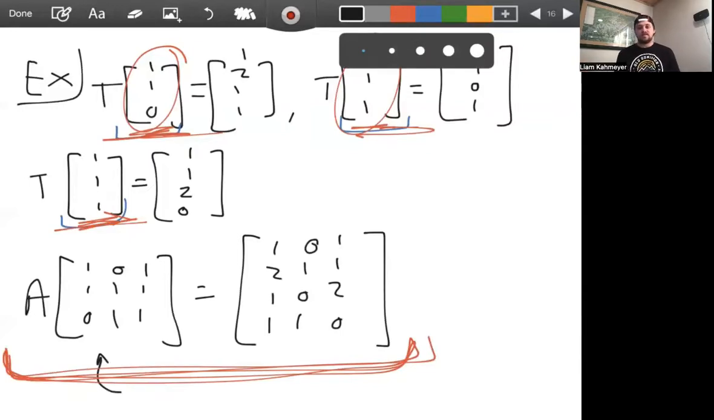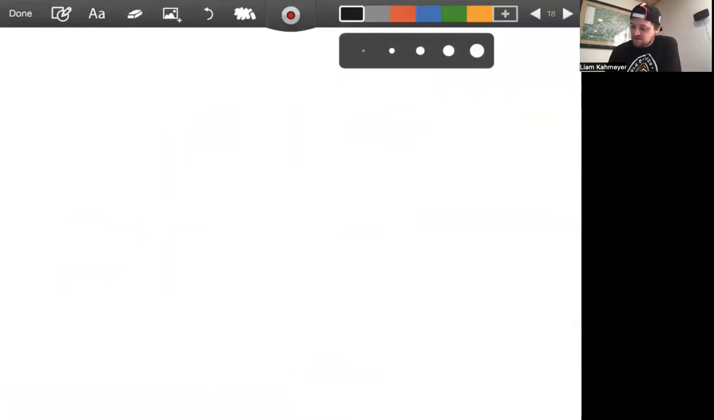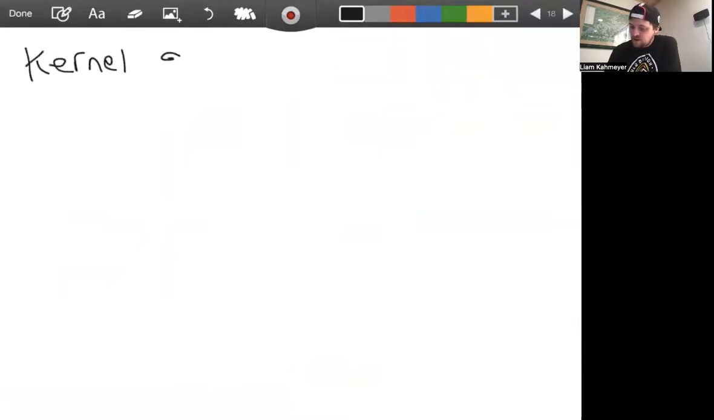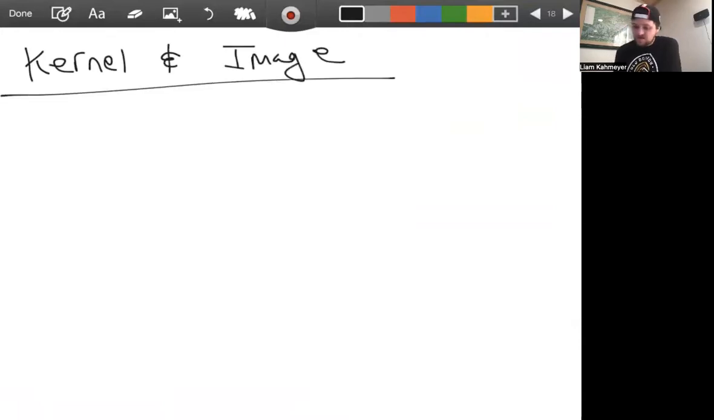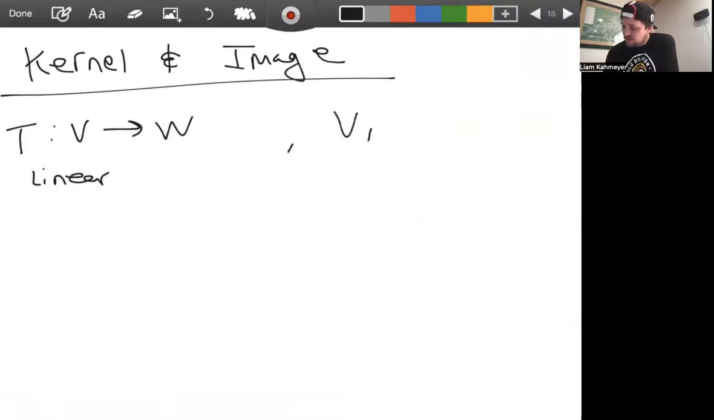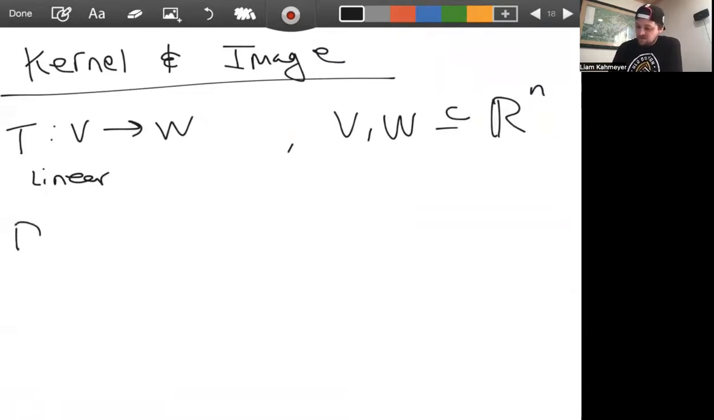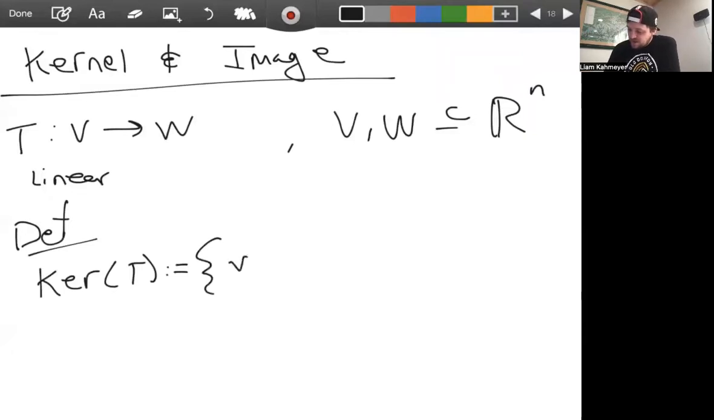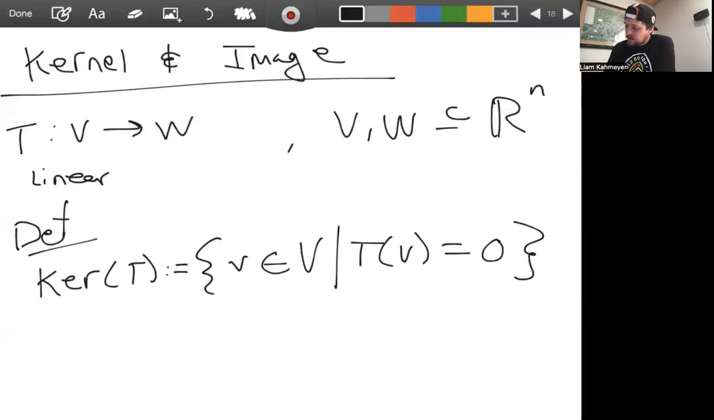So now that we've looked at how the image of a basis is a basis under an isomorphism, let's take a slight detour and discuss the kernel and image of linear transformations. So let's recall these definitions. We've defined them before. Let's say T from V to W is a linear transformation where V and W are subspaces of Rn. Then the kernel of T is defined to be those vectors v in V such that when you apply the transformation to v, you get the 0 vector, right?